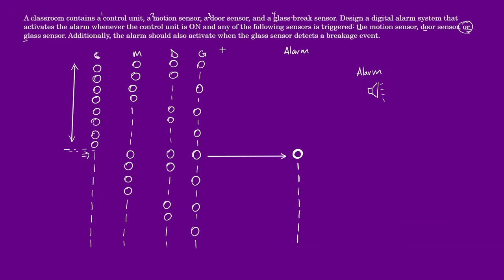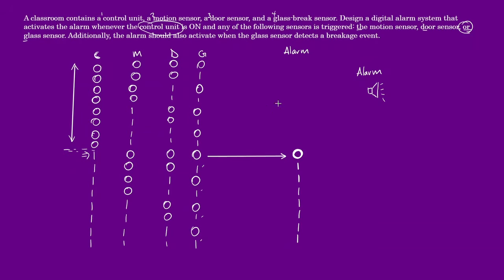Okay, so our last condition here says that, additionally, the alarm should also activate when the glass sensor detects a breakage event. And given that our first condition states that the control unit has to be on, we look for the situation where we have our control unit on. So that's these last 8 conditions right here, and our glass sensor detects a breakage event. So that's 1, 2, 3, and 4.